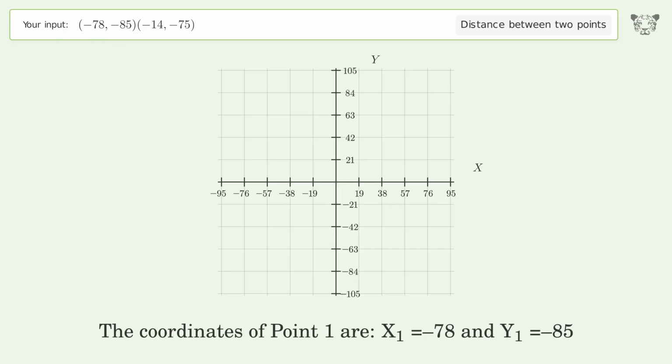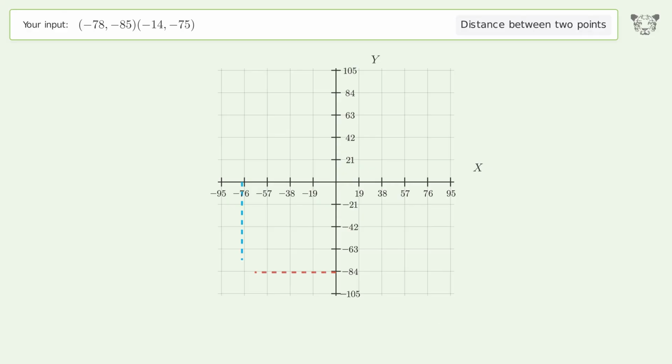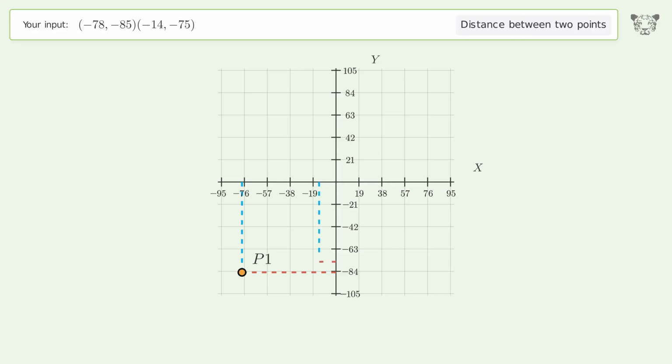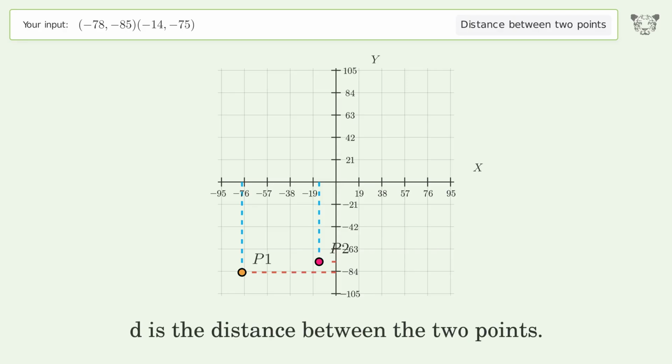The coordinates of point 1 are x1 equals -78 and y1 equals -85. The coordinates of point 2 are x2 equals -14 and y2 equals -75. D is the distance between the 2 points.